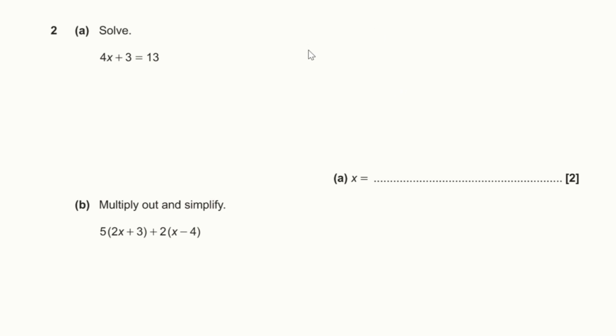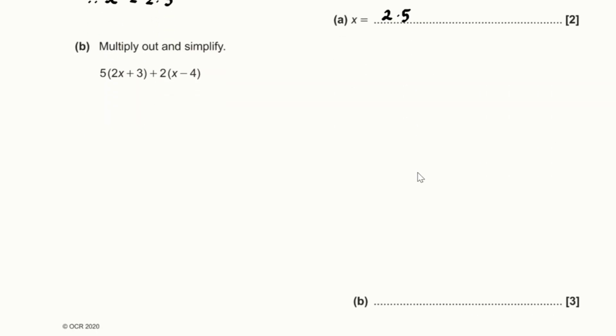Question number 2. For part A, we have to solve 4x plus 3 equals 13. We begin by subtracting 3 from both sides, leaving us with 4x equals 10. And now if we divide both sides of the equation by 4, we end up with x equals 10 divided by 4, which is 2.5.